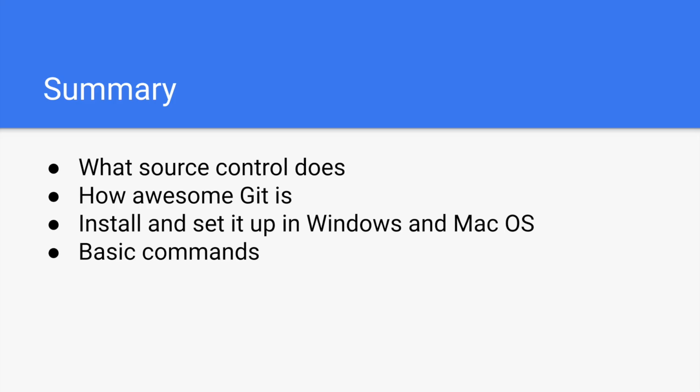In summary, we now know what source control does and the benefit of version control system. We also learned how awesome Git is and its internal state management. We now know how to install it in Windows and Mac operating system. And most importantly, we can work on some basic Git commands that we can apply starting today.